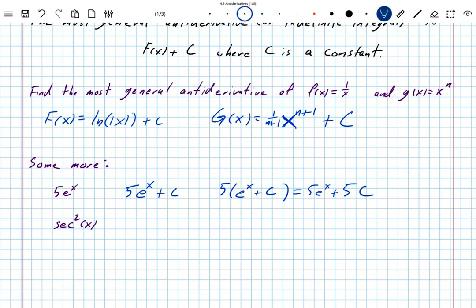Okay, moving on. Secant squared. What function has a derivative of secant squared? This is just a matter of you knowing your derivatives really well. So this is just going to be tangent of x and then plus C. That is it for this first video. More on this in a minute.